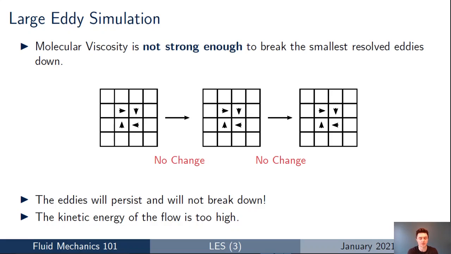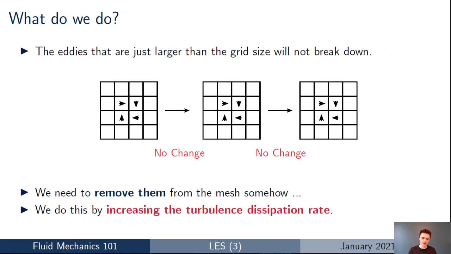And so what does that mean? If we can't break it down, well, the eddy on our CFD mesh will persist and it will stay in our mesh for a long period of time. And of course, what that means is if we look at the overall kinetic energy of our turbulent flow, it's too high. We've got too much turbulent kinetic energy because the smallest eddies on our mesh are not able to break down. They're just existing for a long period of time without being broken down.